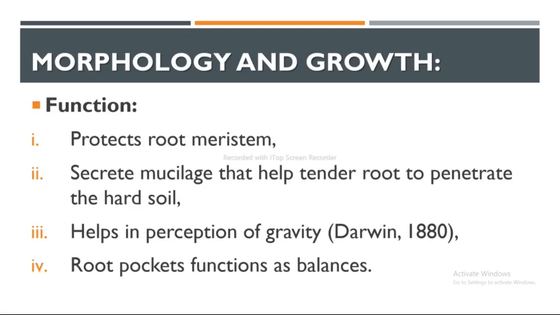So the function of this is to protect the root meristem. Second function is to secrete the mucilage that helps the root penetrate the hard soil. Third function is that it helps in the perception of gravity, Darwin 1880. Fourth function is that root pockets function as balances.